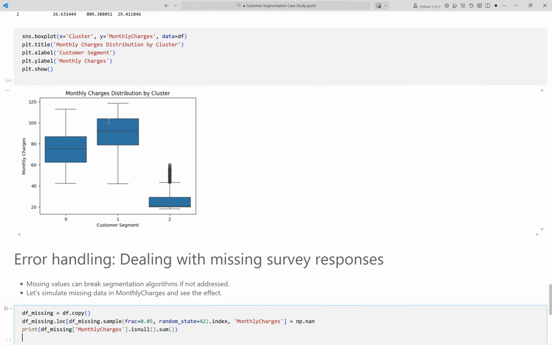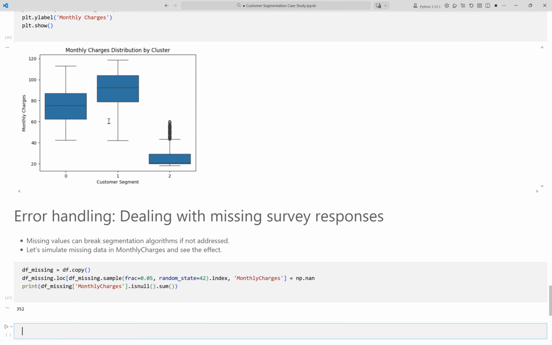Running the cell now. The output shows that 352 values in this monthly charges column are now missing, representing 5% of the data as intended by the code. This highlights how even a small fraction of missing entries can be introduced and needs to be managed carefully, since these NaNs could disrupt segmentation algorithms if left unhandled.